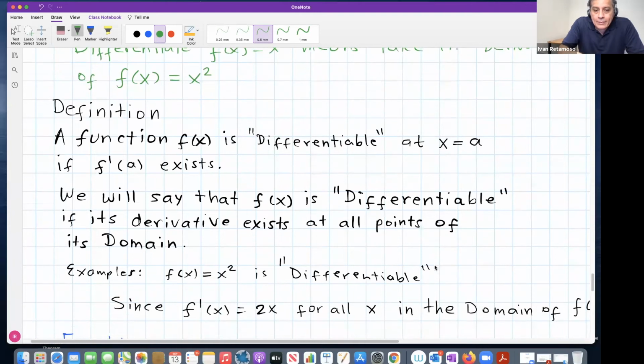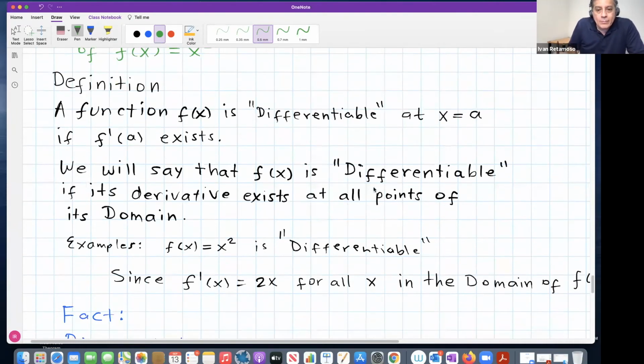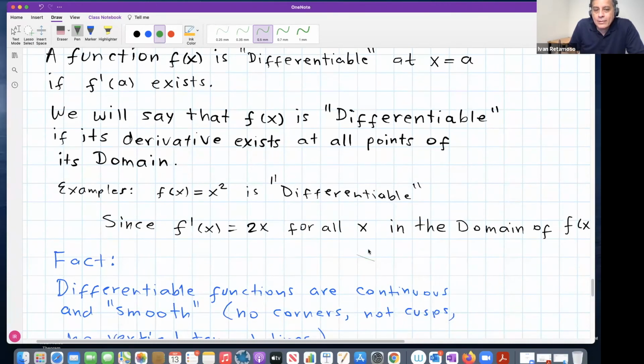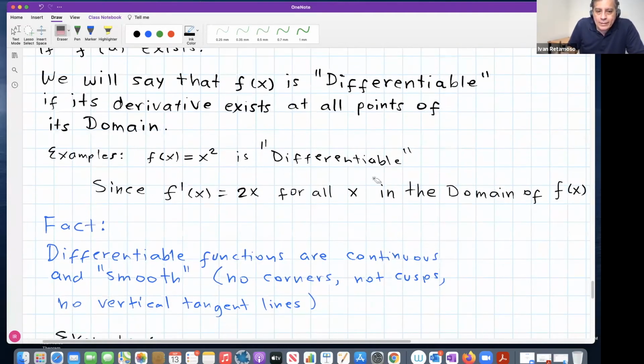For example, the quadratic function in its basic form, f of x equal x squared, is differentiable. Why do you say that, Professor, that it is differentiable? Well, because the formula for its derivative is twice x, and this formula twice x can be evaluated for any x as a real number, right? The domain of this function f prime of x equal twice x is all real numbers. So therefore, the function is differentiable, meaning I can take the derivative for any value of x, right? That is why this is differentiable.